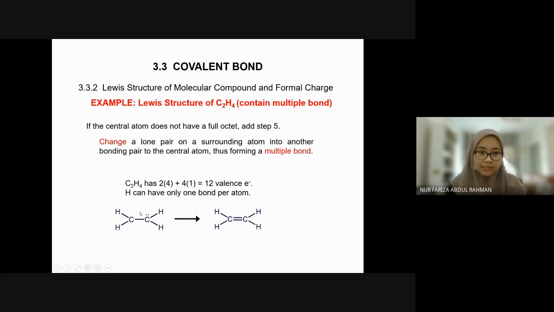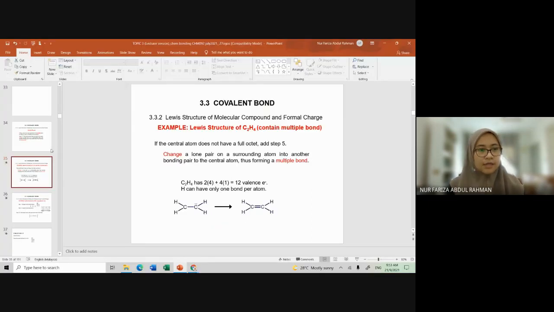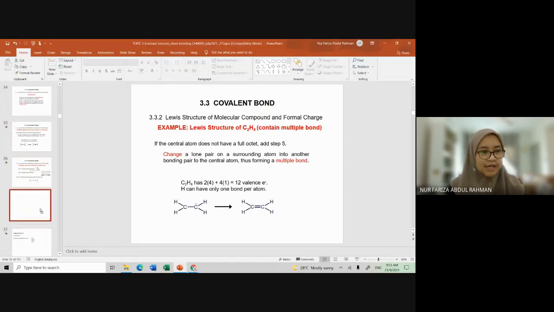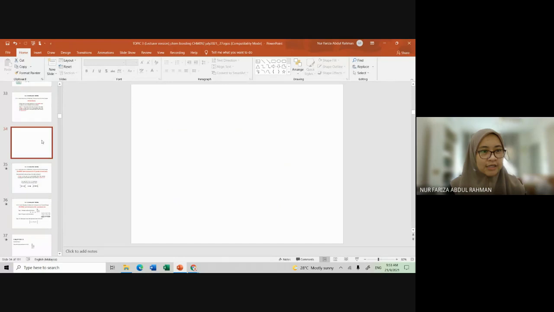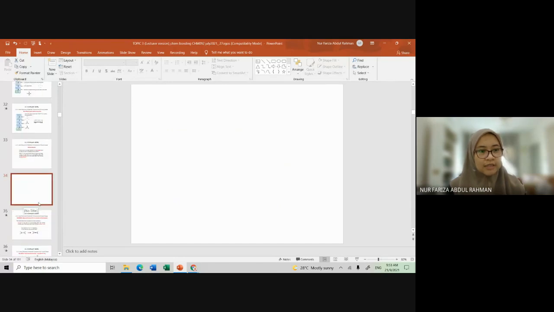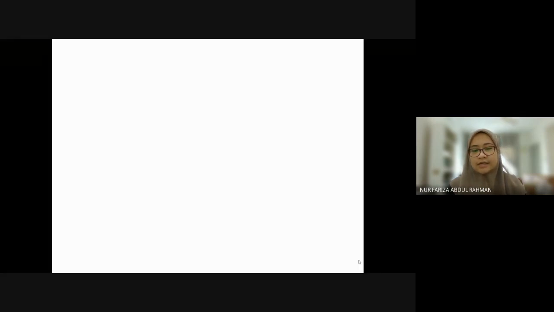Okay, alright. So let's write out this one. Bawa pula dekat sini mana tadi? Sini ya. Okay, kita try this one. Okay, right. Ni yang saya cakap tadi, dia ada 2 lone pair dekat situ. 2 lone pair, 2 central.